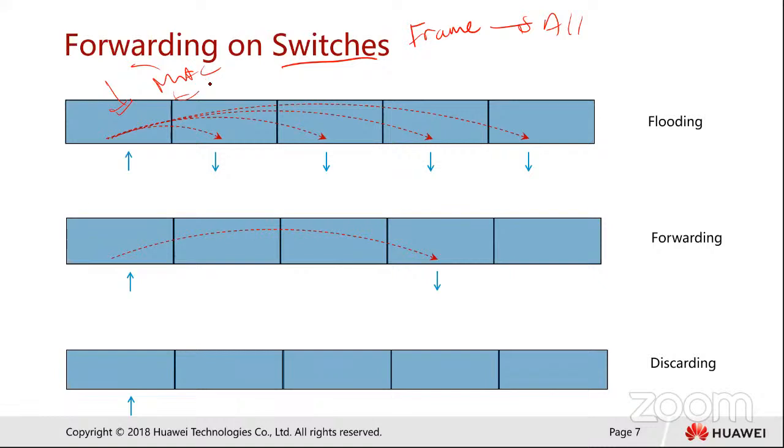So it has the capability to learn information from received frames, and also upon receipt of a frame, a switch checks the source MAC address of the frame, maps this address to the interface that receives the frame, and saves the mapping to the MAC address table.